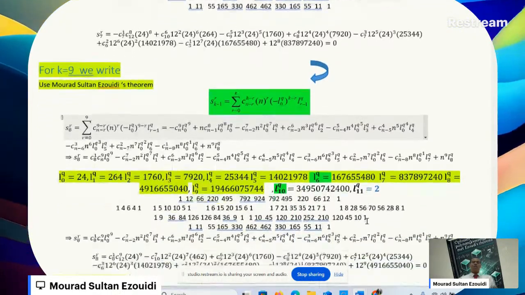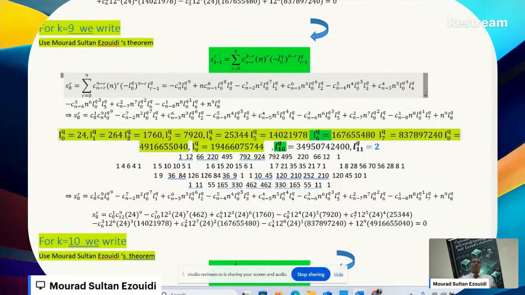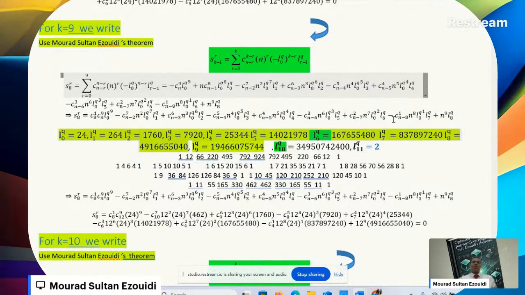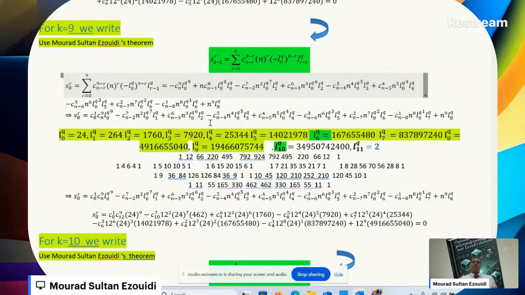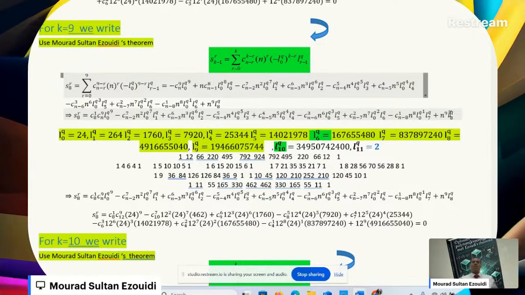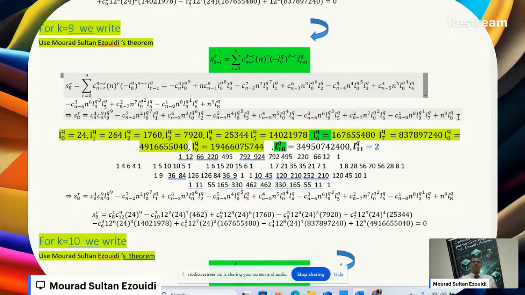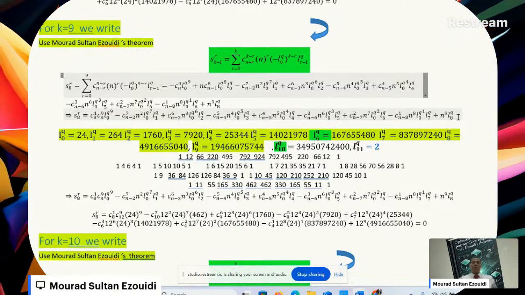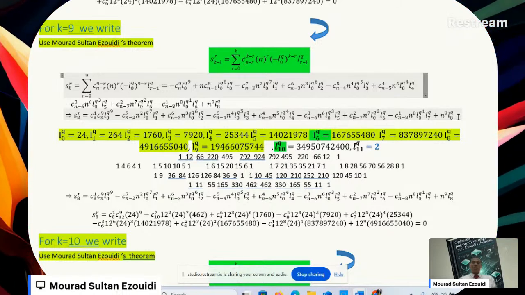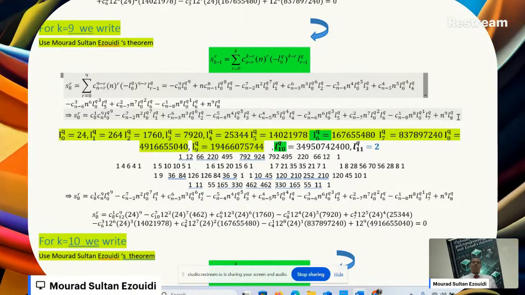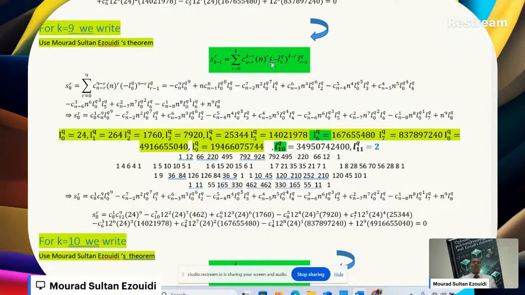We told that let's dive into the structure and put k equal 9. I'm going to obtain S8. S8 is written by professors, learners, colleagues, and teachers in its lowest term. This is going to be generalized for any degree polynomial equation whatsoever. If you didn't study this before, Mr. Mourad Sultan Ezouidi teaches you how you can formalize this structure, this figure.